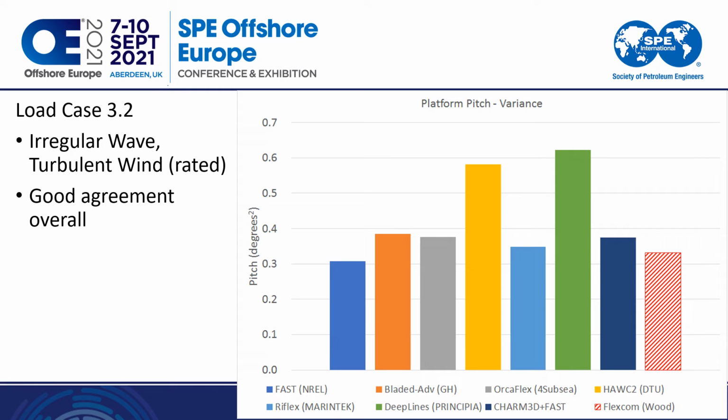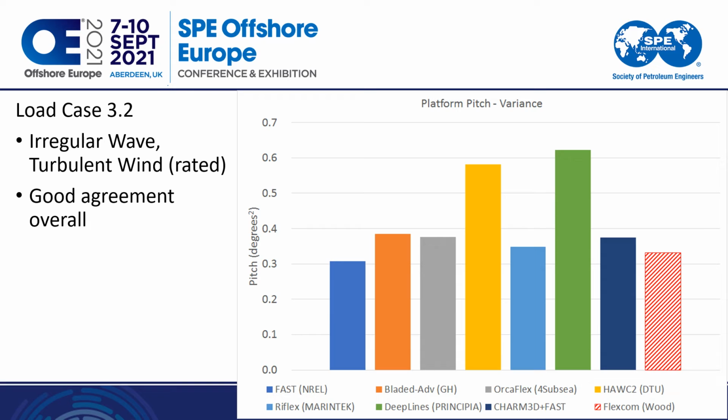So staying with load case 3.2, we're now looking at the variance of pitch. For the turbulent wind cases, we don't really look at time histories of the parameters, we look at statistical measures of the parameters. So the variance is the square of the standard deviation of the pitch.